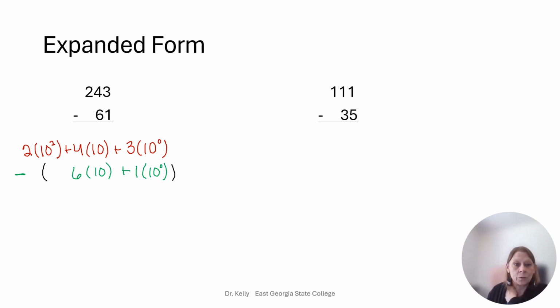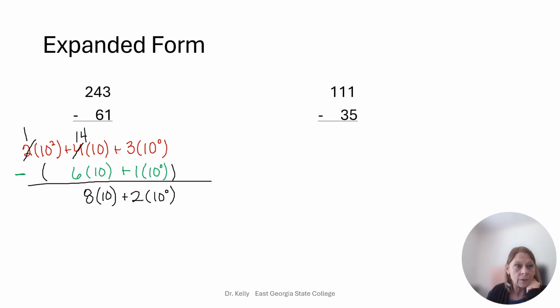Now we're going to have to do some borrowing here. But we can do this first one here. 3 minus 1 is 2. So we got that guy, right? And then when we come here, we cannot take 6 out of 4, so we're going to have to borrow here. This is going to be 1. This is going to become 14. And 14 minus 6 gives us 8. And then don't forget, in this case, we have 1 of these 10 squares left. So our answer is 182.